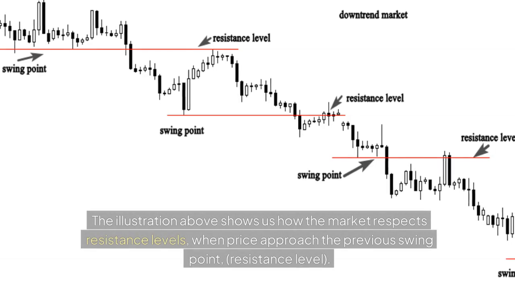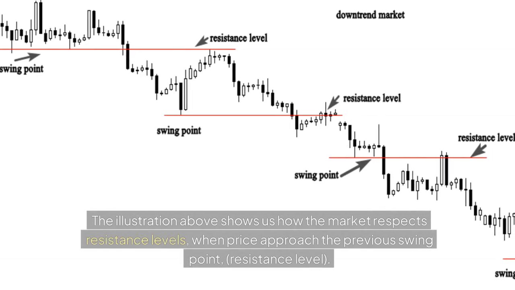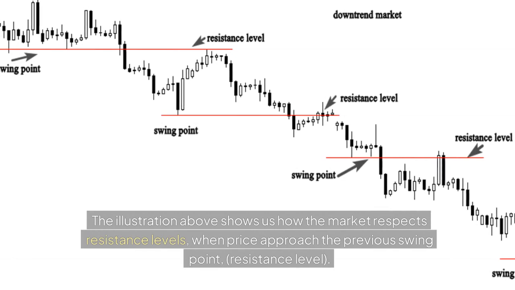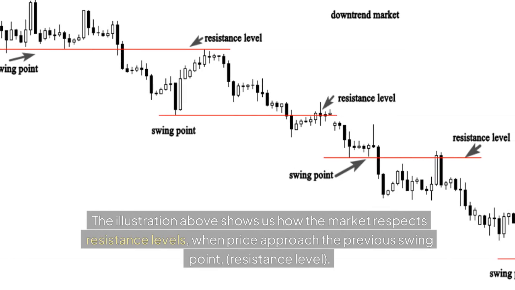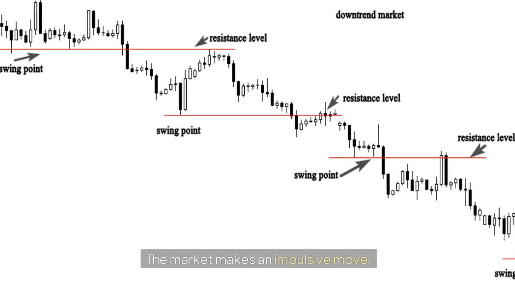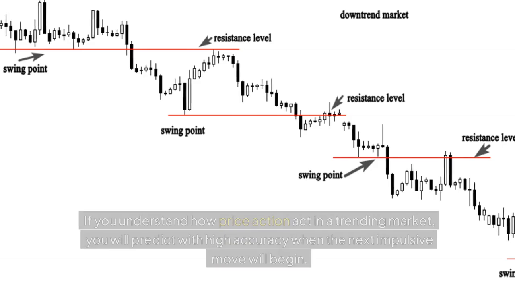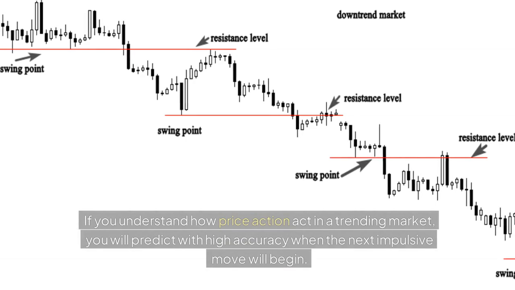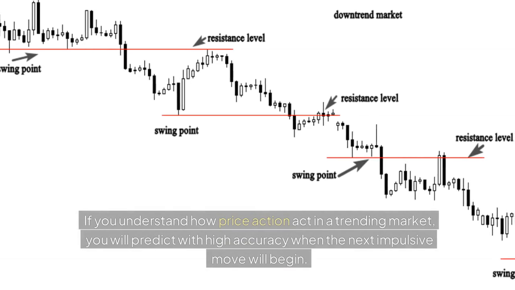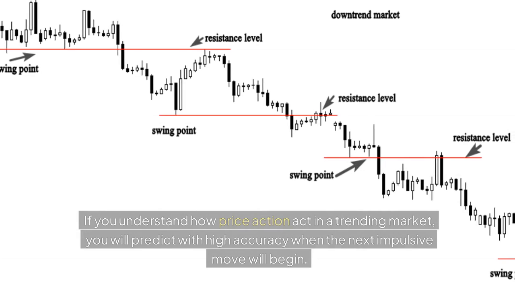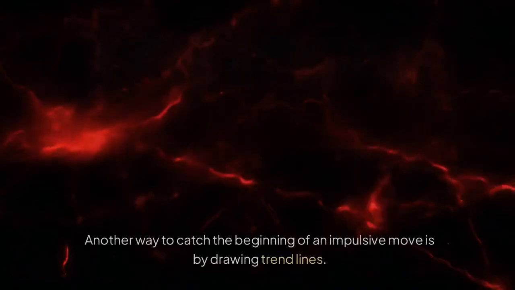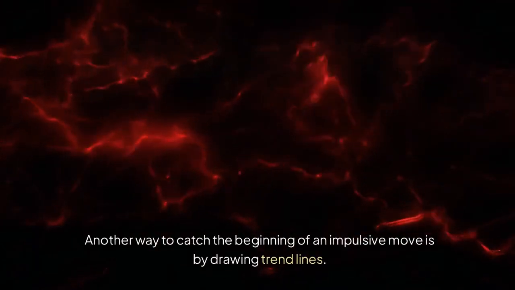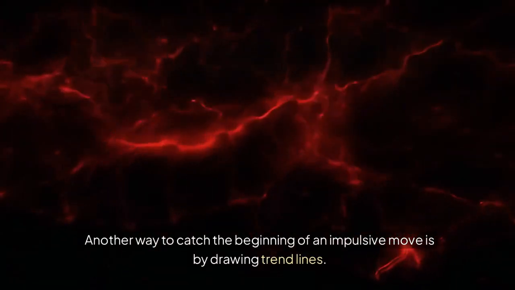The illustration above shows us how the market respects resistance levels when price approaches the previous swing point, the resistance level. The market makes an impulsive move. If you understand how price action acts in a trending market, you will predict with high accuracy when the next impulsive move will begin. Another way to catch the beginning of an impulsive move is by drawing trend lines.